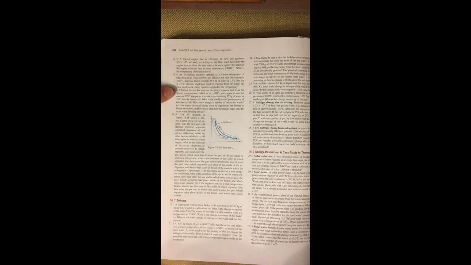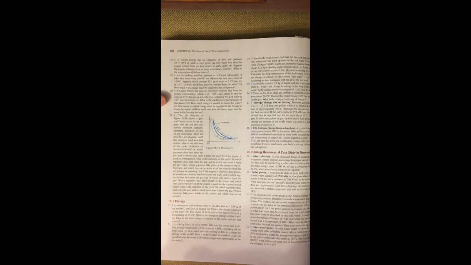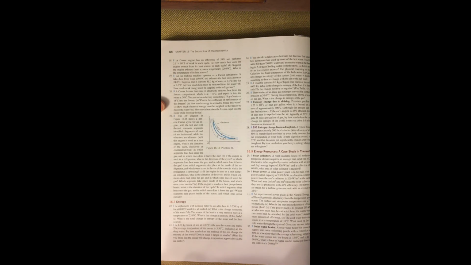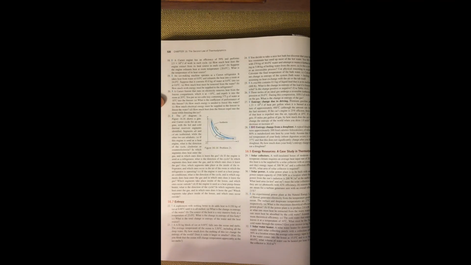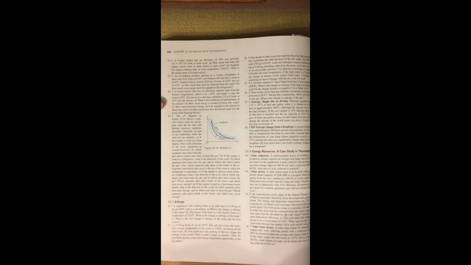A Carnot freezer that runs on electricity removes heat from a freezer compartment, which is at negative 10 degrees Celsius, and expels it into the room at 20 degrees Celsius. You put an ice cube tray containing 375 grams of water at 18 degrees Celsius into the freezer. A, what's the coefficient of performance of this freezer?